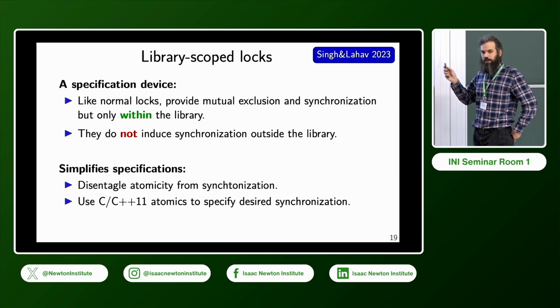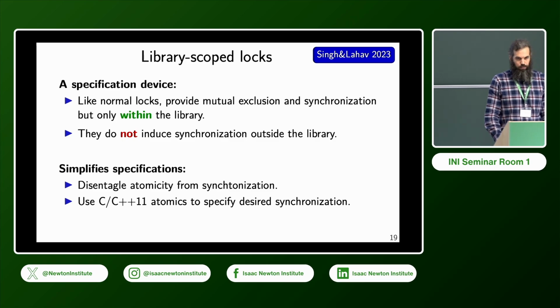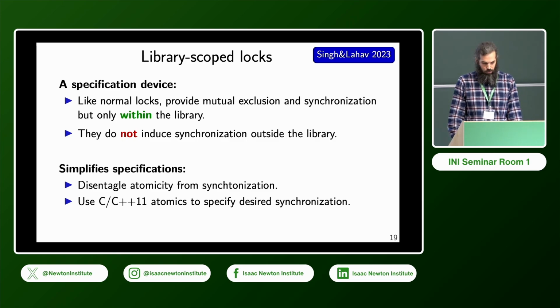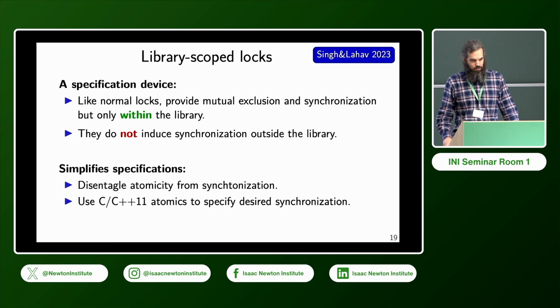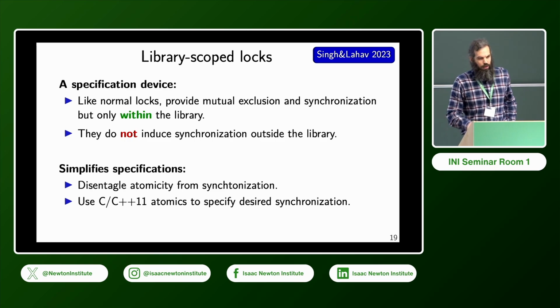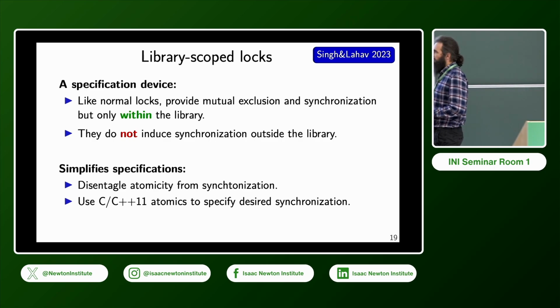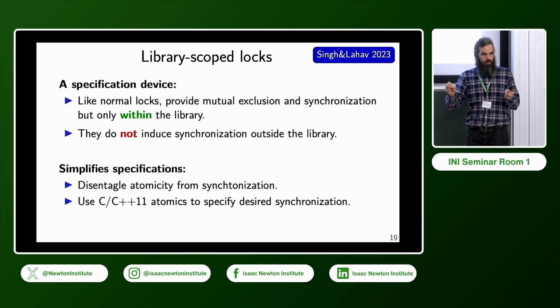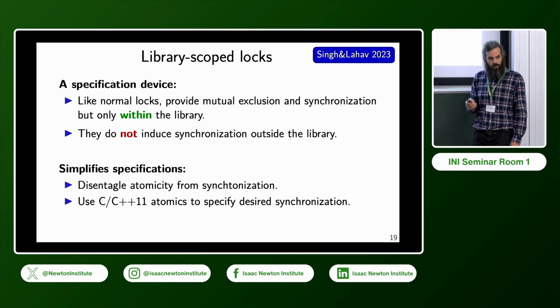And there's this middle ground of using a specification device called a library scope lock that behaves like a lock. It gives mutual exclusion inside the library, but it does not induce any synchronization outside, to the clients. So it's not something that exists in practice, it's just a specification device. It helps you to disentangle specifying the atomicity of the queue and specifying which operations synchronize. To specify the synchronization, you can use the C11 atomics, but for atomicity, you just use these non-synchronizing locks.